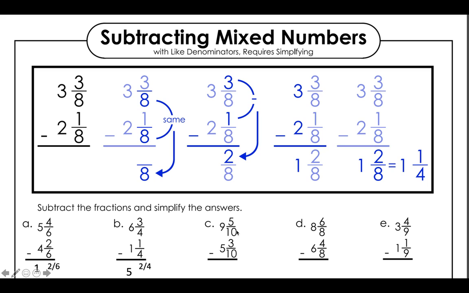Next, I have 9 5/10 minus 5 3/10. So 10 is a common denominator. So 5 minus 3 would give me 2. So I have 2/10 left over. 9 minus 5 gives me 4.